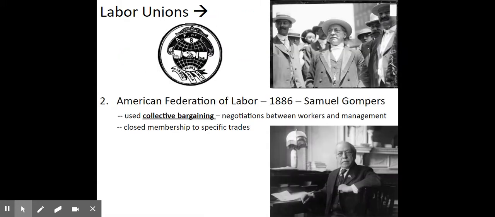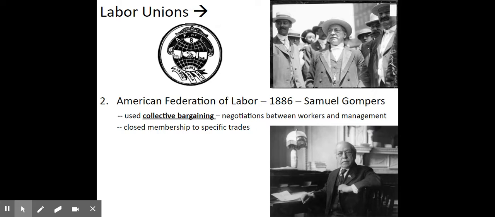Our second group, the American Federation of Labor, was founded in 1886 by Samuel Gompers. These are the guys that are going to first use collective bargaining, okay, which is those negotiations between workers and management. Both workers and management sit down to work out a compromise, to work out a deal. Now, this union was closed to specific trades. Not everybody could join the American Federation of Labor. Only certain occupations, only certain jobs.